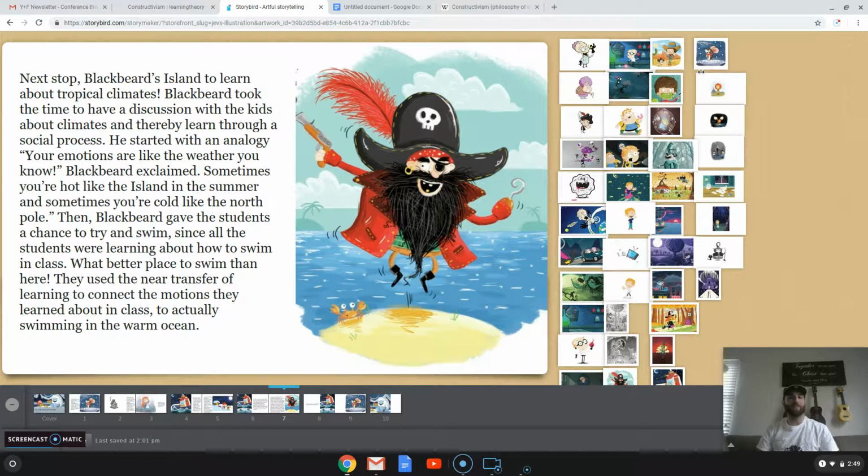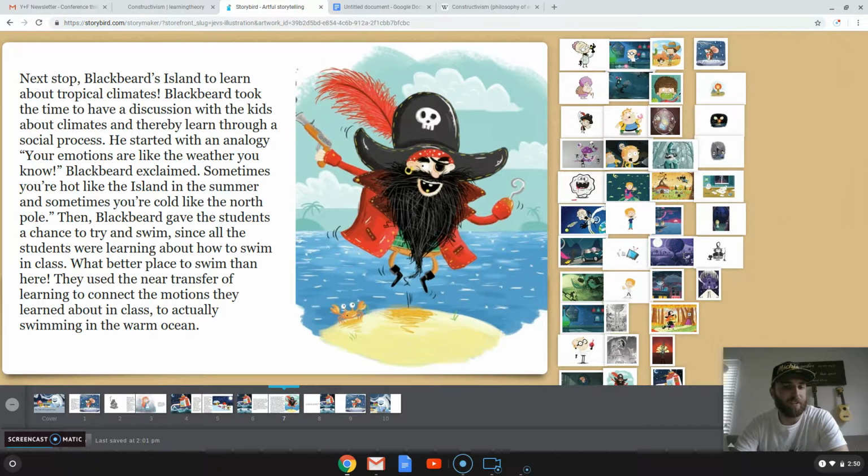Next stop, Blackbeard's Island, to learn about the more tropical climates. Blackbeard took the time to have a discussion with the kids about climates and thereby learn through a social process. So what they're learning through is not simply a discussion where a teacher is just speaking the information, but now everybody's discussing tropical climate on this page. He started with an analogy. "Your emotions are like the weather," Blackbeard exclaimed. "Sometimes you're hot like the island in the summer, and sometimes you're cold like the North Pole."